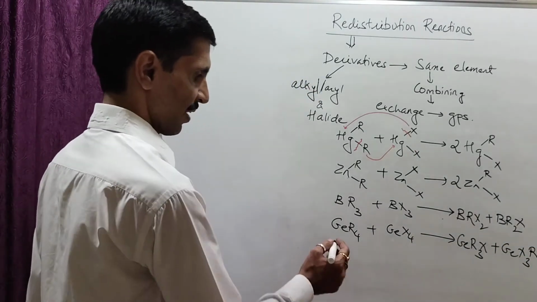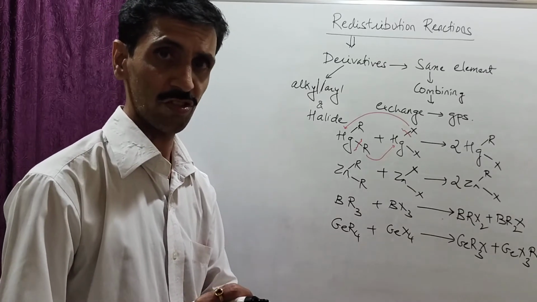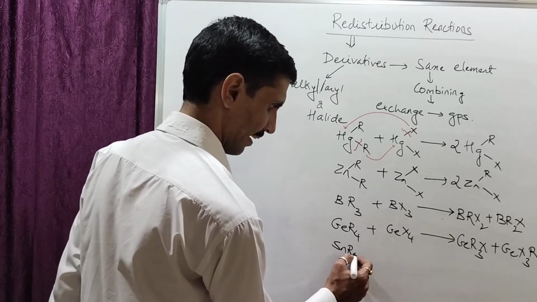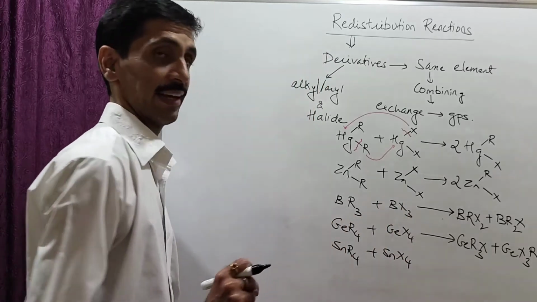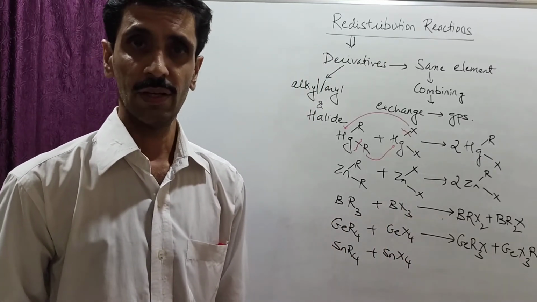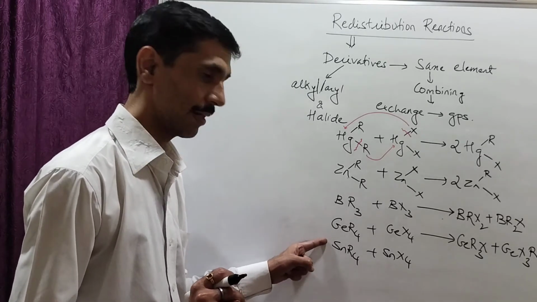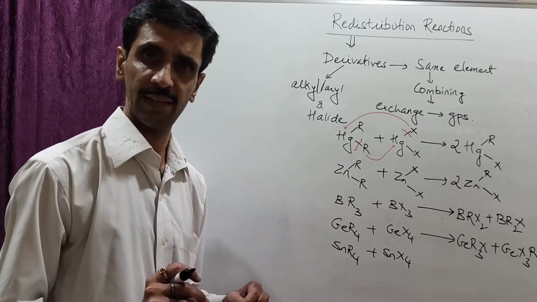Right. Now, we also have some reactions with respect to tin. Under different conditions, it is going to give you different products. So let us check it out. SnR4 plus SnX4. Now, please be very careful, my dear friends. When you talk about germanium and tin, they are elements belonging to the same group. A carbon family it is.